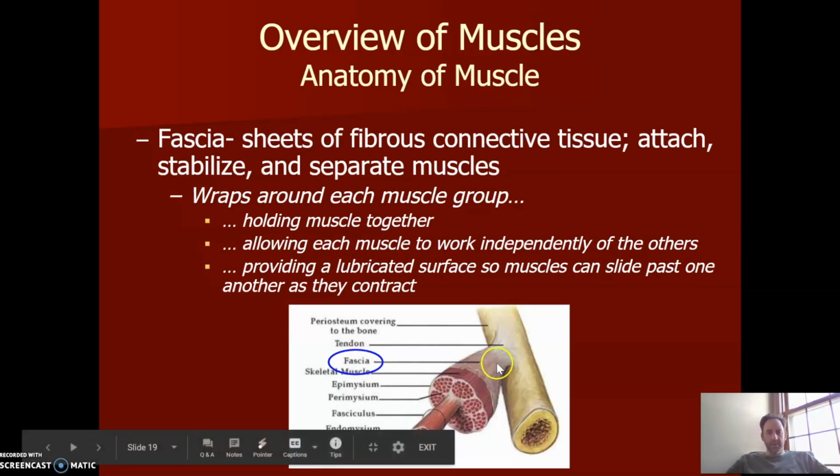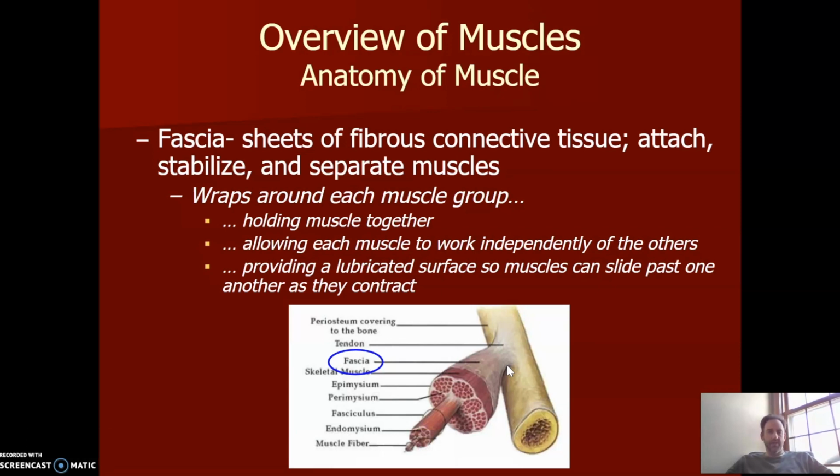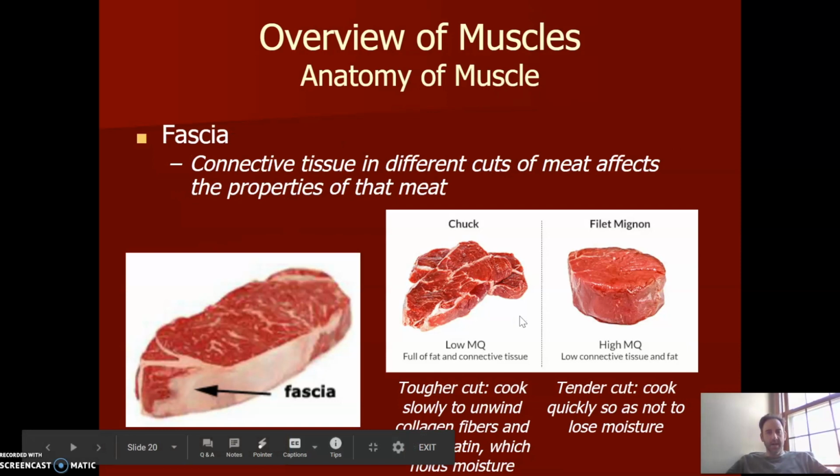So these work to help hold the muscle together. They kind of separate the muscles, create a boundary between muscles so that each muscle can work independently of the other ones. And then they provide a lubricated surface so that those muscles can slide past one another as they contract.